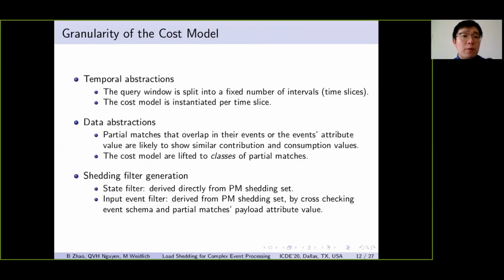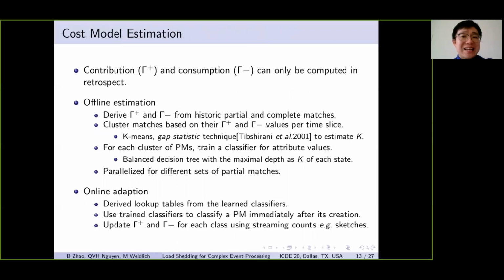There is a major problem of computing contribution and consumption of partial matches. That is, they can only be computed in retrospect because we are talking about computing something in the future. Therefore, we need to estimate them. To this end, we first estimate the cost model offline and then adapt it online.